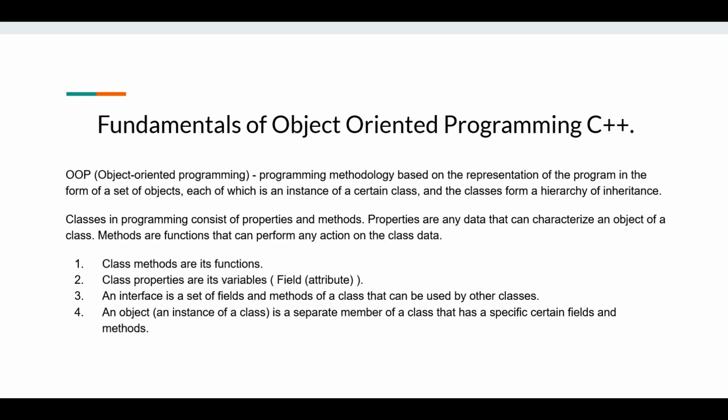An interface is a set of fields and methods of a class that can be used by other classes. An object, an instance of a class, is a separate member of a class that has certain fields and methods.